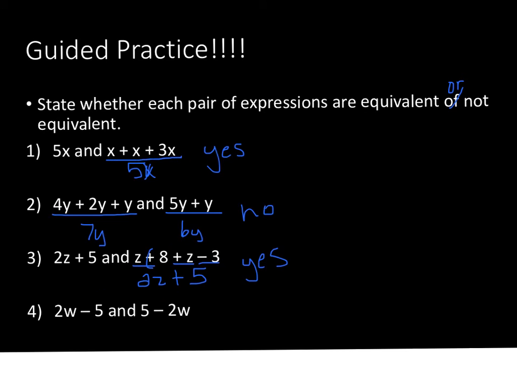And the last one I have 2w minus 5 and 5 minus 2w. Now remember our rules. Is subtraction commutative? Can you put it in any order? No, and because of that, no, these are not going to be equivalent.